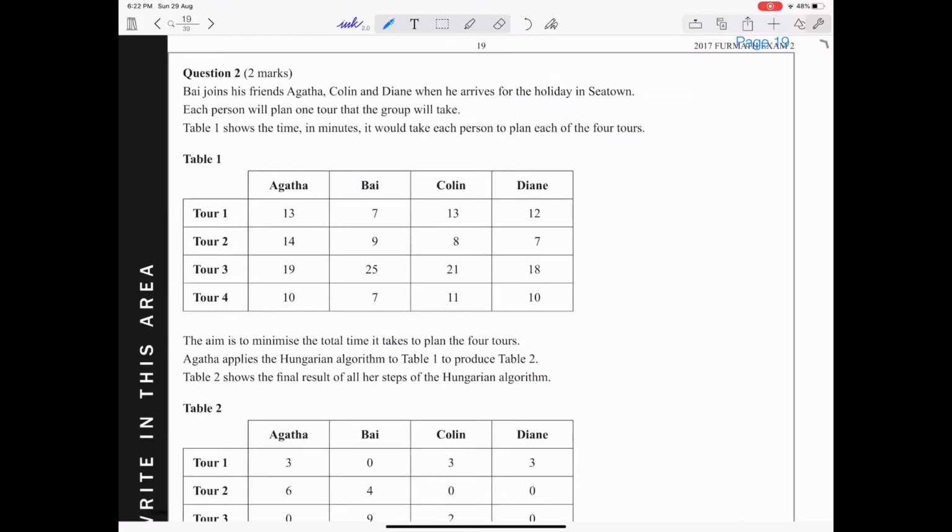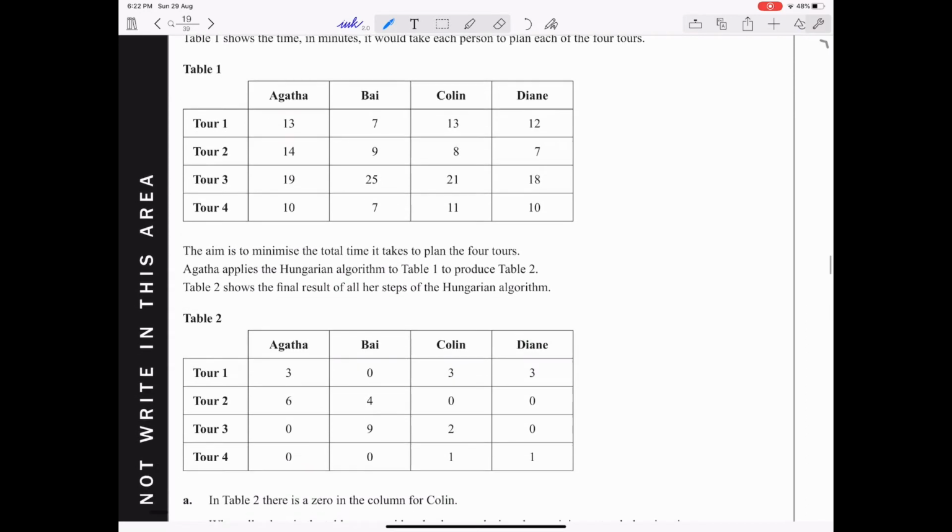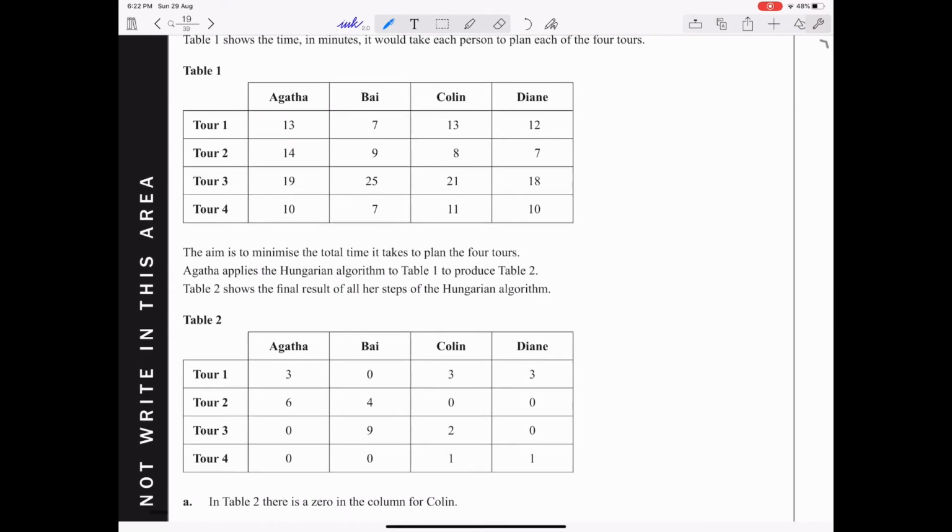Question 2. Buyer joins his friends Agatha, Colin, and Diane when he arrives for holiday in Seatown. Each person will plan one tour that the group will take. Table 1 shows the time in minutes it would take each person to plan each of the 4 tours. The aim is to minimize the total time it takes to plan the 4 tours. Agatha applies the Hungarian algorithm to Table 1 to produce Table 2. Table 2 shows the final result of all her steps of the Hungarian algorithm.